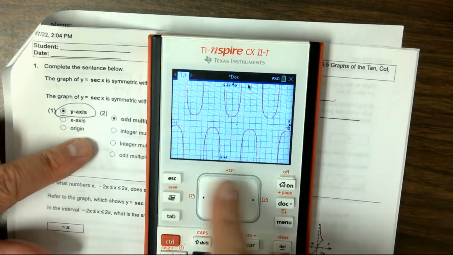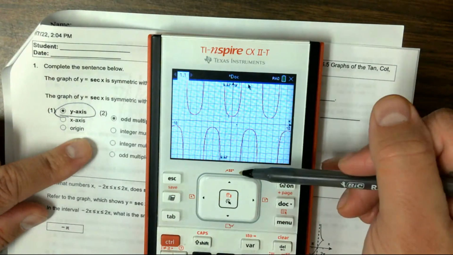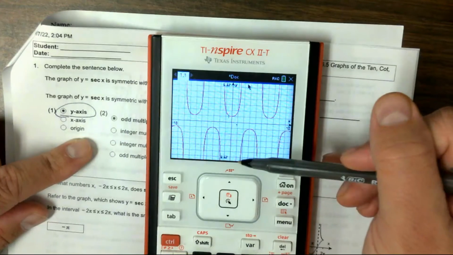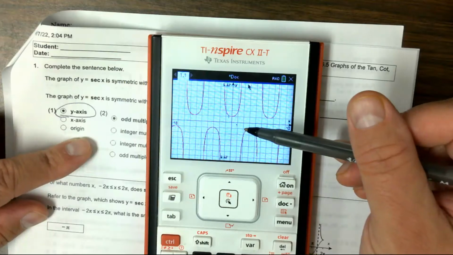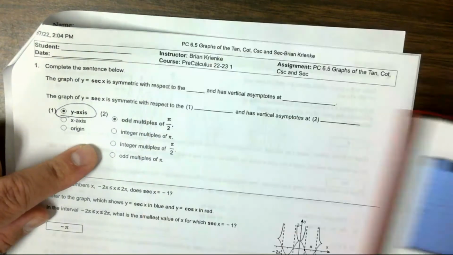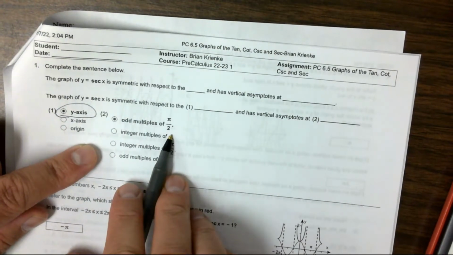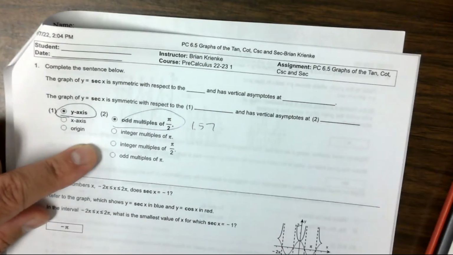Okay, so there's your red curves, and your asymptotes happen in between 1 and 2, which is technically pi halves, odd multiples of pi halves. Because remember, that's like 1.57.